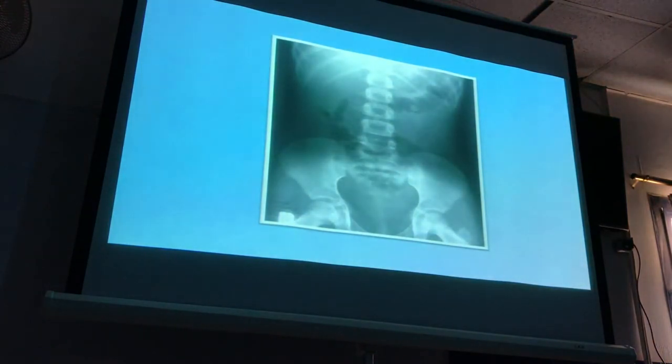Another plain X-ray showing a stone at the left side. It may be the left renal pelvis, but it may also be the pelvic-ureteric junction or the left ureter. If this stone is on the right side, you have to do a lateral X-ray. If it is in front of the vertebral column, it will be a gallbladder stone. If it overlies the vertebrae, it will be a renal stone.